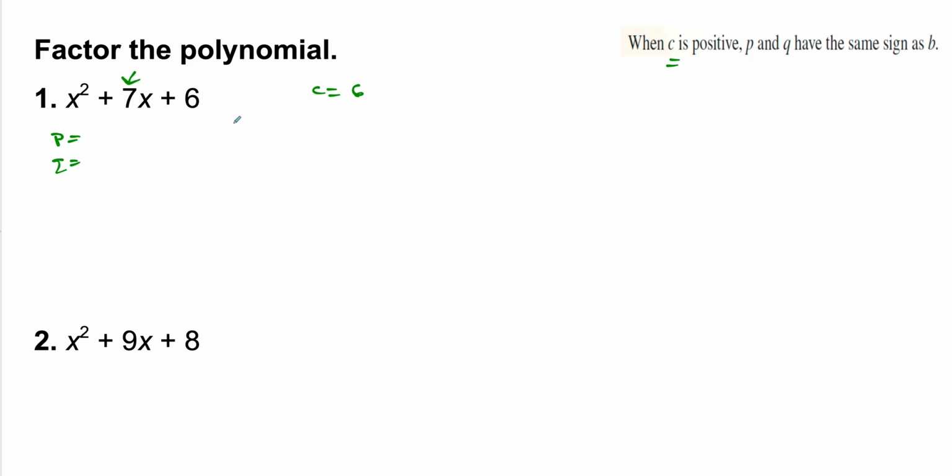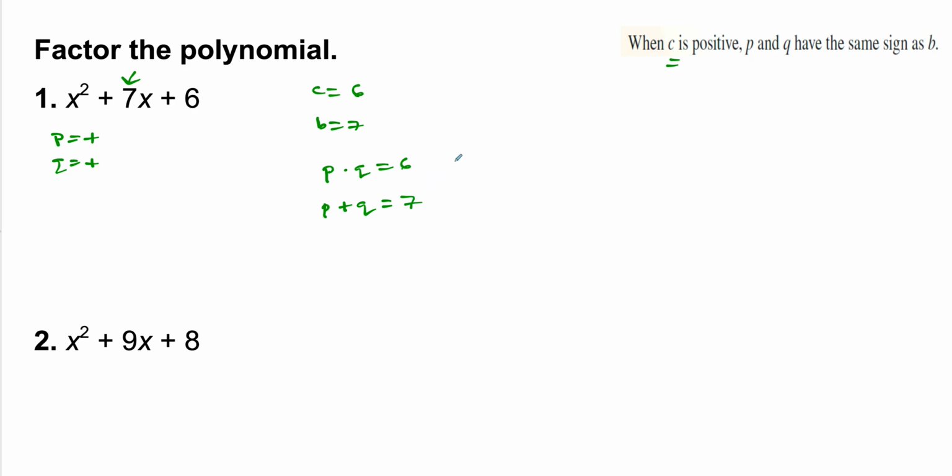It's the same as B. So this is our B. B is equal to 7, so 7 is positive. That means that both of the numbers that we're looking for are going to be positive. Okay? So we're looking for two numbers that multiply up so that their product is 6, and when we add these two numbers, their sum is 7.